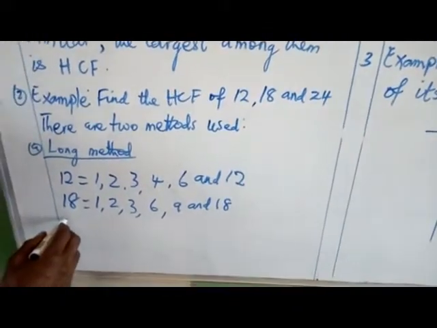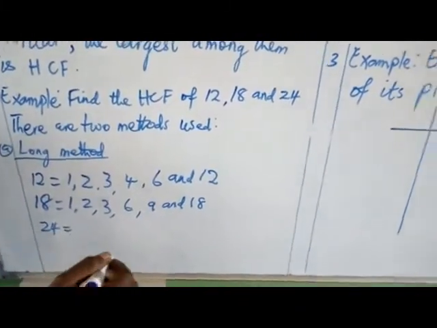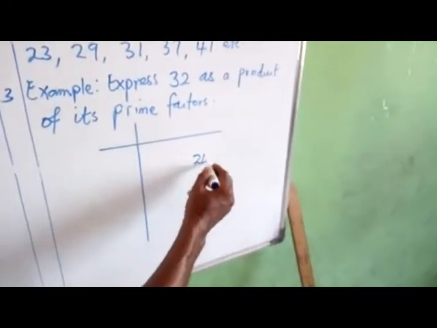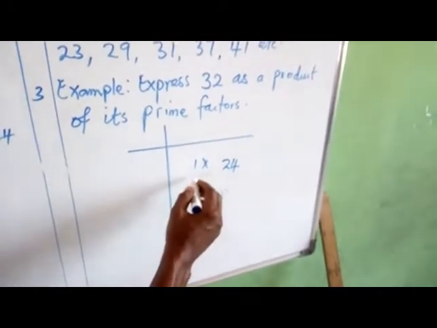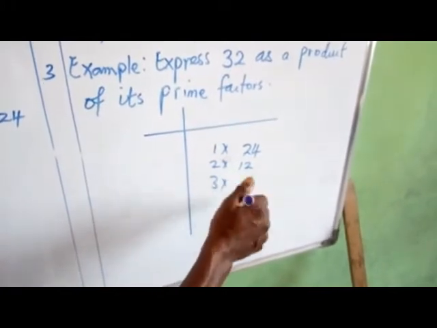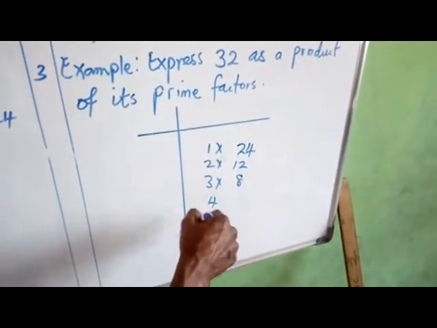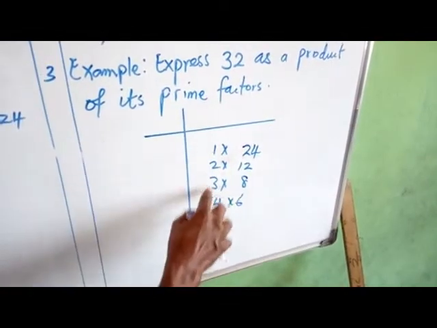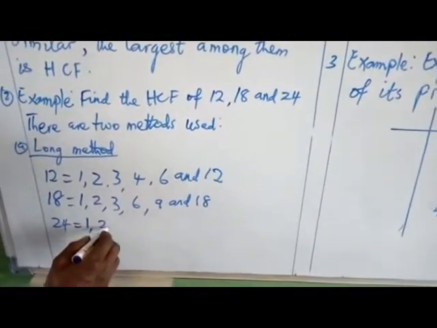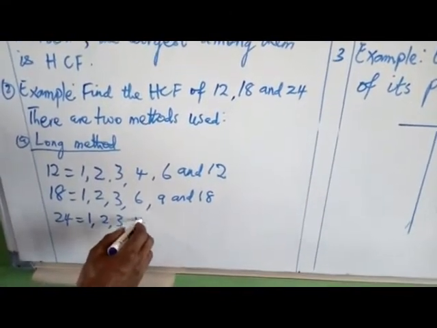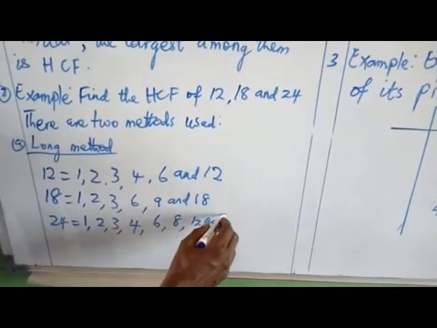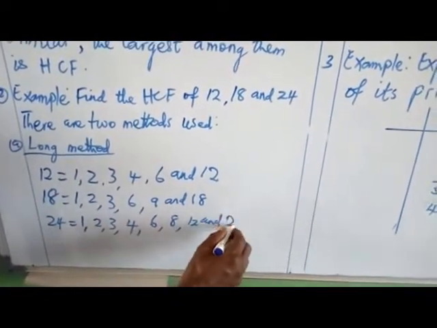We do the same thing with the factors of 24, just the same way we did here. Find factors of 24. 1 times 24. 2 times 12. 3 times 8. 4 times 6. So you can see that all of them are factors of 24. You list them out: 1, 2, 3, 4, 6, 8, 12, and 24. So these are all their factors.